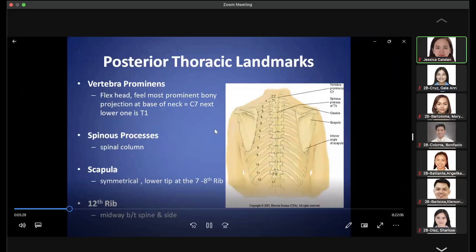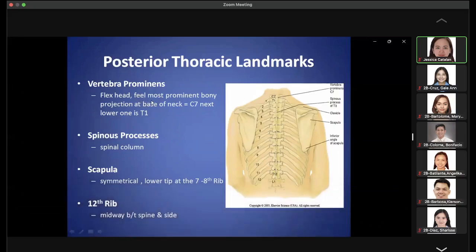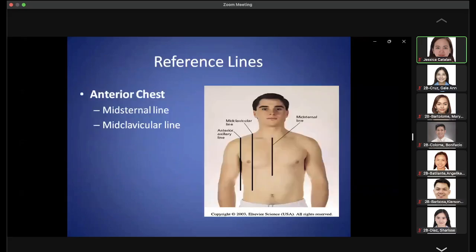For the posterior thoracic landmarks, you have the vertebra prominens. You ask the patient to flex the head and feel for the most prominent bony projection at the base of the neck. That's C7, or vertebra prominens. And then you have the spinous processes, the scapula on either side, and your 12th rib, which is the lowest, midway between the spine and side.